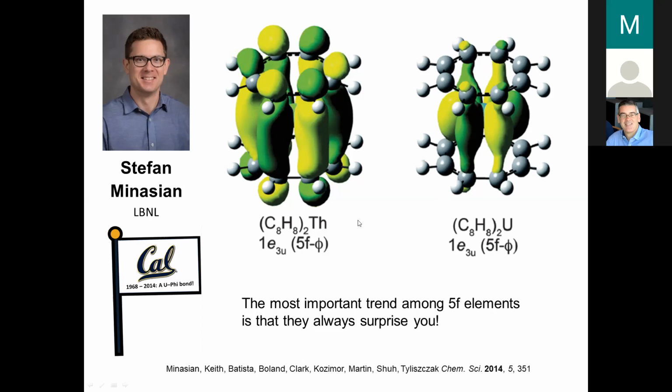So the most important takeaway from that slide, of course, is that Cal has done it early and Cal rules, but it is also that 5f elements are very unpredictable. And if you have some almost identical actinide complexes of neighboring atoms, they can be very different in their electronic structure, and actinides will always surprise you. Are there any questions on the Uranocene and Thorocene for now?